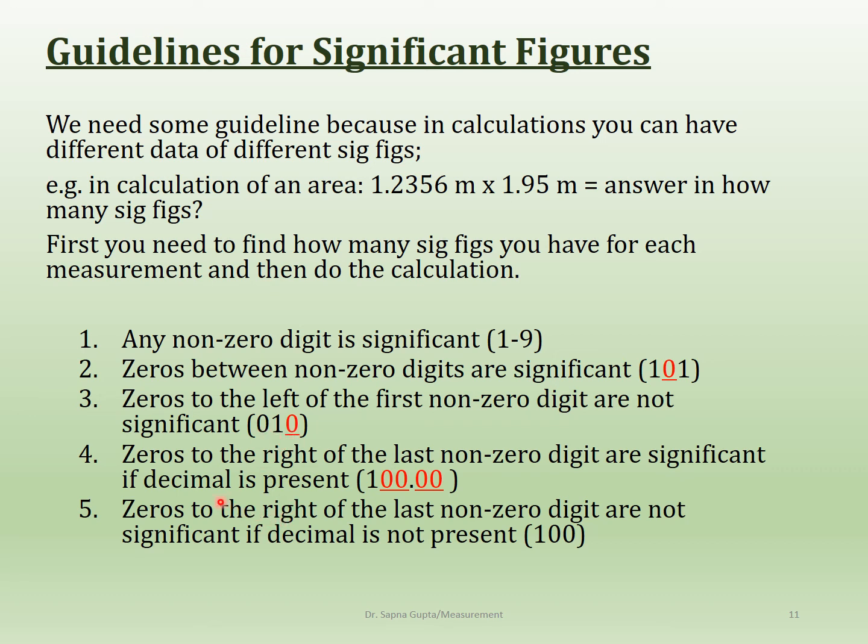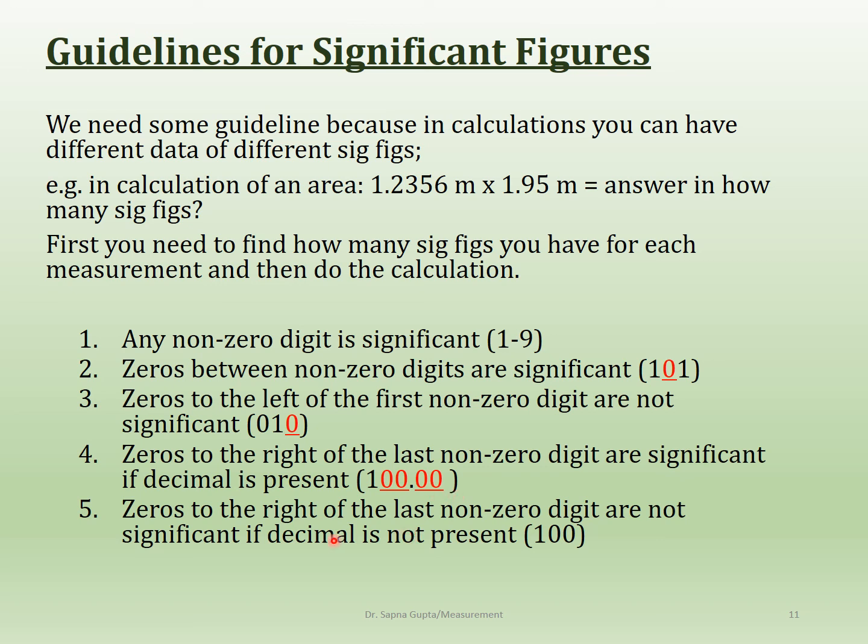If you have zeros that are on the right, and if there is a decimal place present, then all the zeros are significant. Okay, which means that because of this decimal place, these two become significant, which means the total number of significant figures you have in this number is 5. Okay.